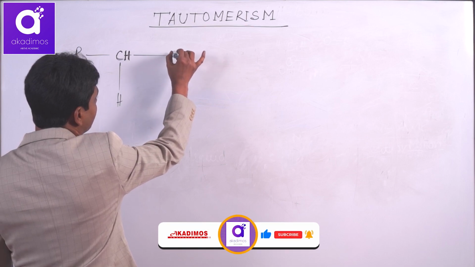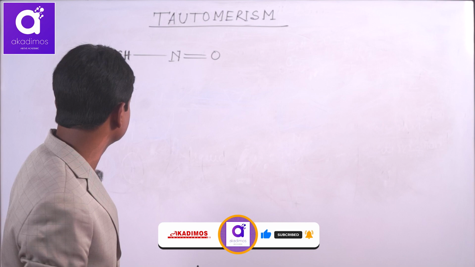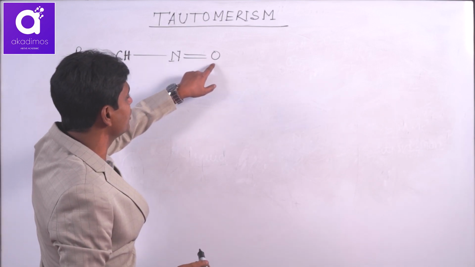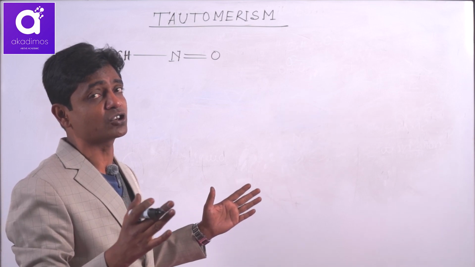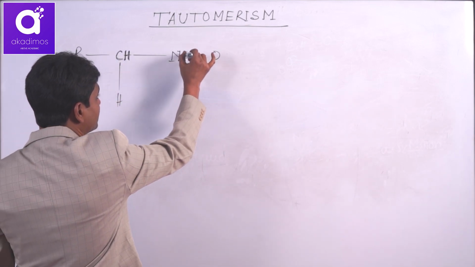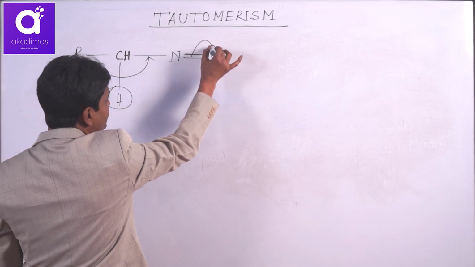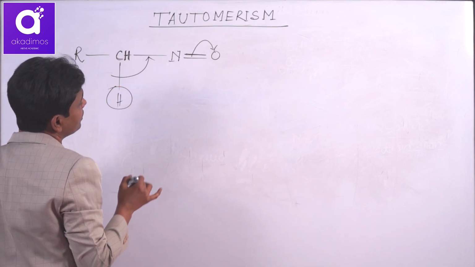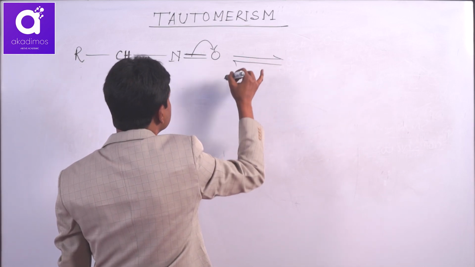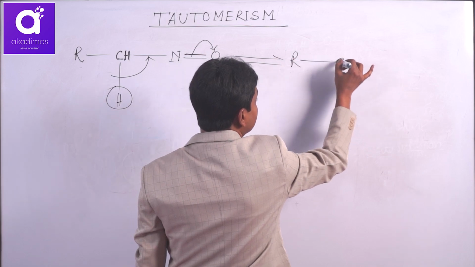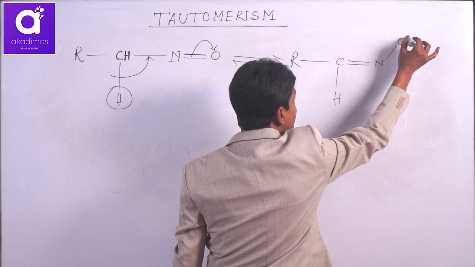See, it is a nitrosyl compound. The NO group is called nitrosyl. H-X-Y double bond Z: this skeleton structure is the basic structure for showing tautomerism. Now here this is the alpha hydrogen. This will make a double bond with nitrogen, and the hydrogen goes to form a bond with oxygen. Give the reversible sign. What will you get? RCH double bond NOH.